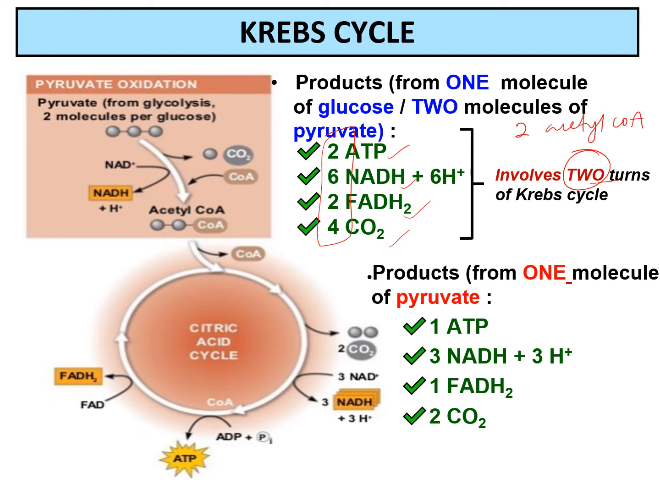acetyl-CoA. Okay, where does acetyl-CoA come from? From 2 pyruvate. So please remember that. And the pyruvate, of course, comes from the glycolysis. So if the question asks from 1 molecule of pyruvate, then we should divide by 2. It's only 1 ATP, 3 NADH, 1 FADH2, and 2 carbon dioxide.